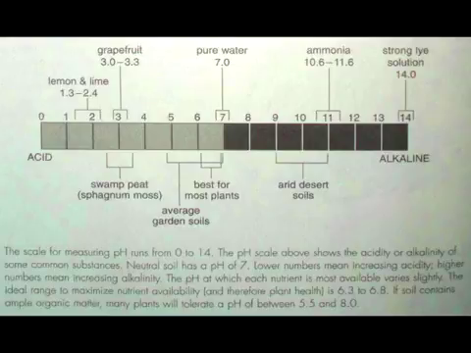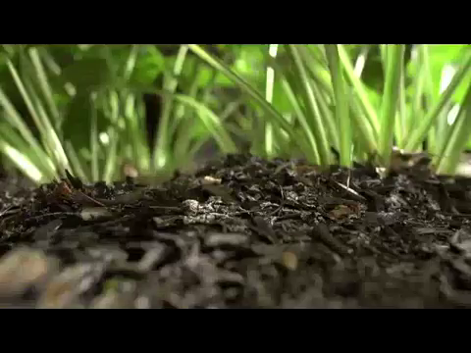Arid desert soils can range between 9 and 11 in alkalinity. Ammonia, 10.6 to 11.6, and a strong lye solution can be as much as 14, and strongly alkaline.